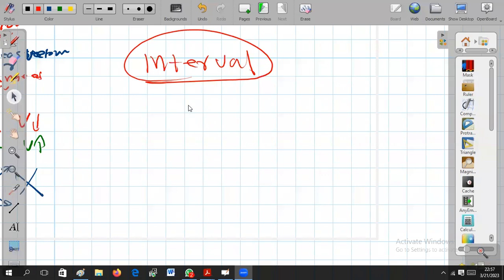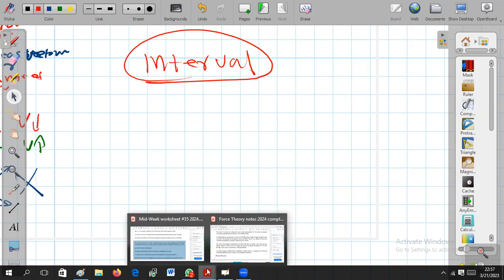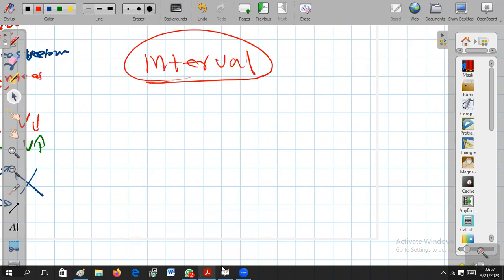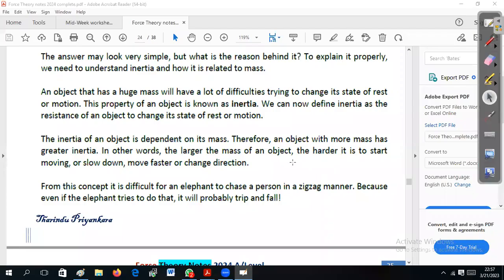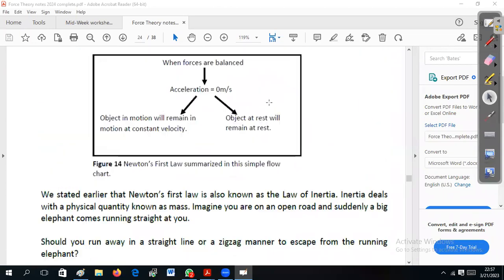Guys, okay, interval is over. So we have so much work to do. So much work to do. So shall we just move on to the tute? The tute here.